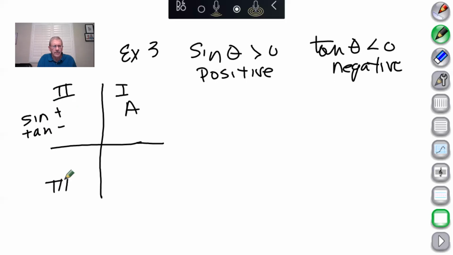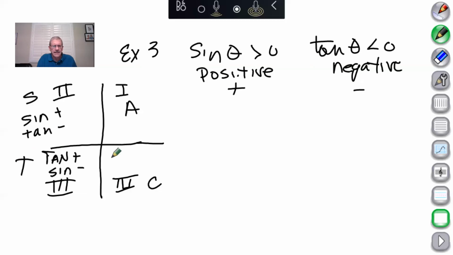What about in the third quadrant? All students take. The tangent is positive and the sine is negative, but that's not what we want. We want this to be positive and this to be negative. Okay, what about the last one? Well, quadrant 4, all students take calculus, cosine. Cosine is the only one positive, so neither of these are going to be positive in that quadrant. So it looks like it has to be quadrant number 2.